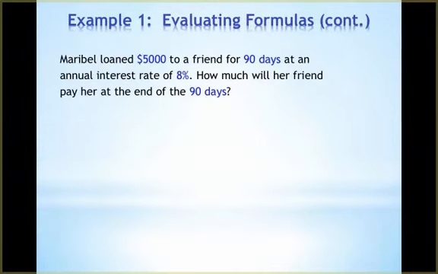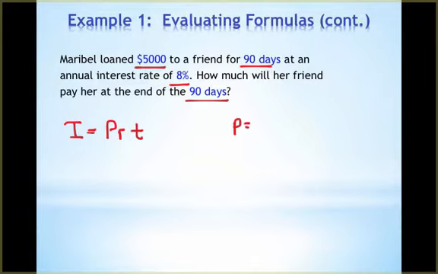So let's look at a problem. Maribel has loaned $5,000 to a friend for 90 days at an interest rate of 8%. How much will her friend pay her at the end of the 90 days? Well, our formula, remember, is I equals P times R times T. We're trying to figure out the total payment, so we need to figure out what the interest will be and add that to the principal that she has loaned to the friend.